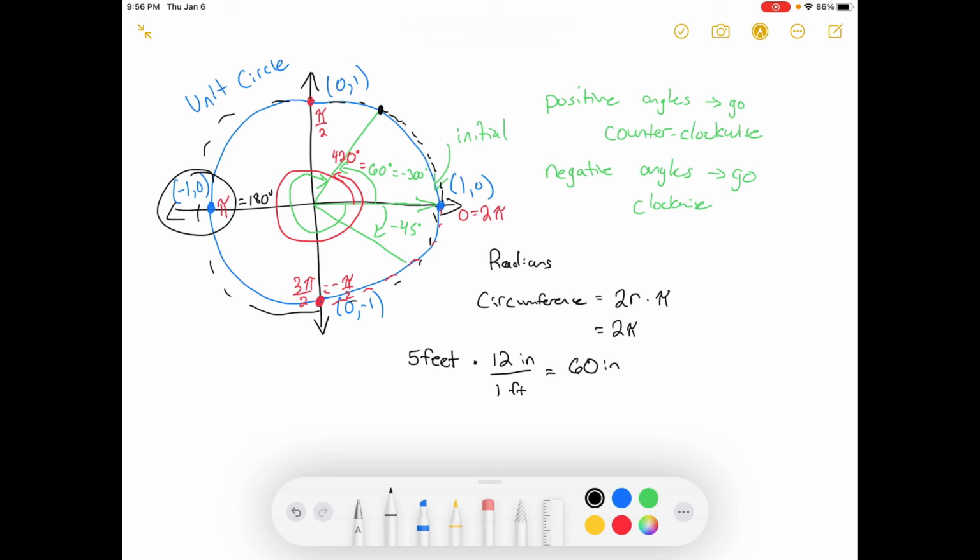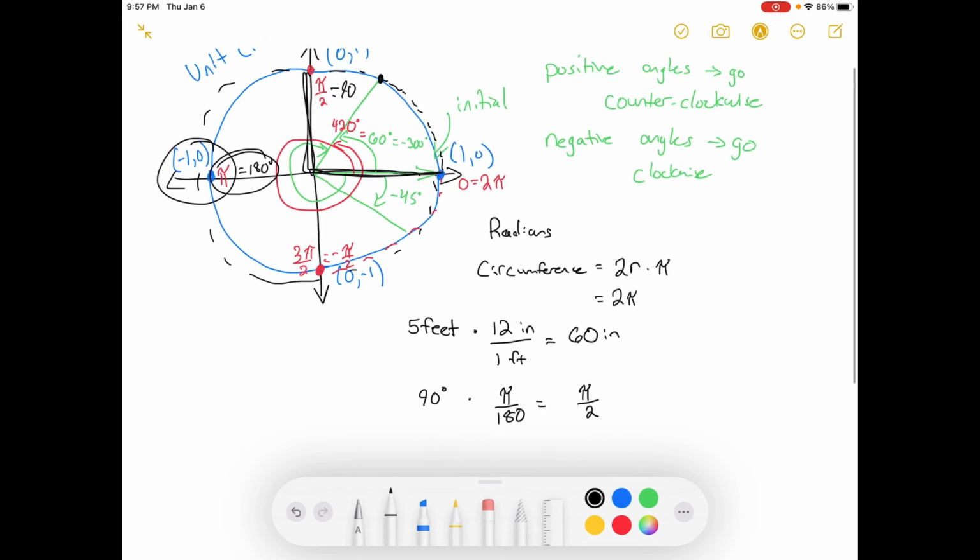That's how you would convert from feet to inches. We're going to do a very similar thing. If I wanted to know how far 90 degrees was, 90 degrees in radians, I would multiply by pi over 180, because these are the same. And I would end up with pi over 2, which is what we said over here. That makes sense because this right here looks like 90 degrees, and of course it is pi over 2. So those are the same thing.